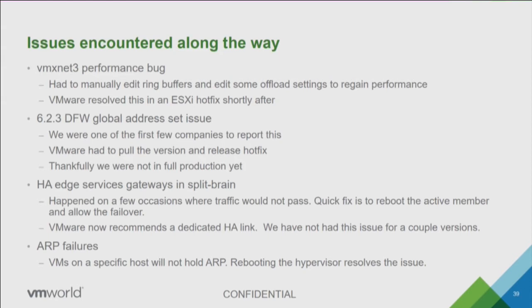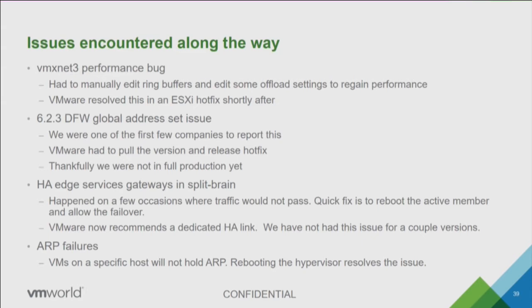We also have run into an issue with the ESGs in HA mode going into a split brain type of thing. On a few occasions we ran into this where services dropped, and the quick fix to get everything up was just to reboot the active node, let it fail over gracefully, and everything was happy after that. Since then, VMware now recommends setting up a dedicated HA heartbeat link between your two ESGs, which has been helpful for sure in a while now.